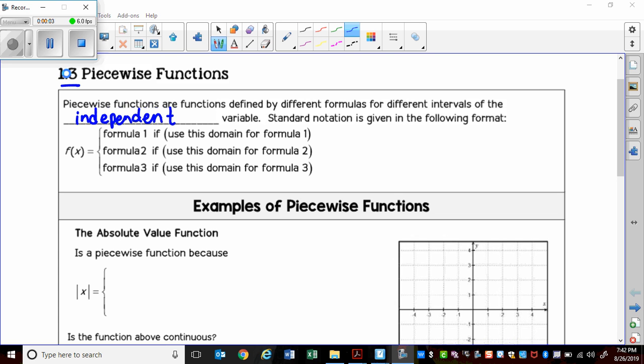Good morning. This is Unit 1, Day 3 notes. We're just going to take another look at piecewise functions.